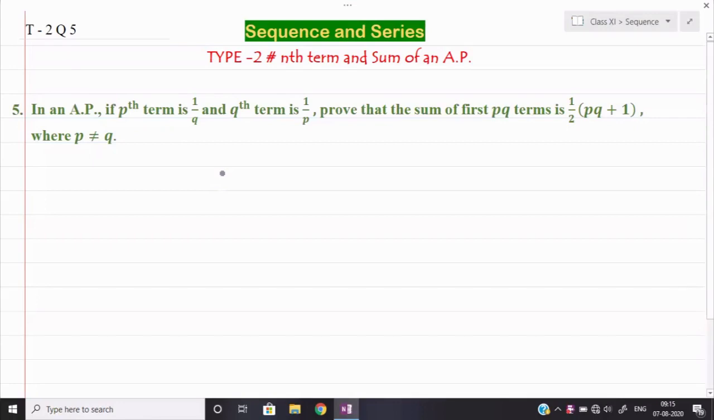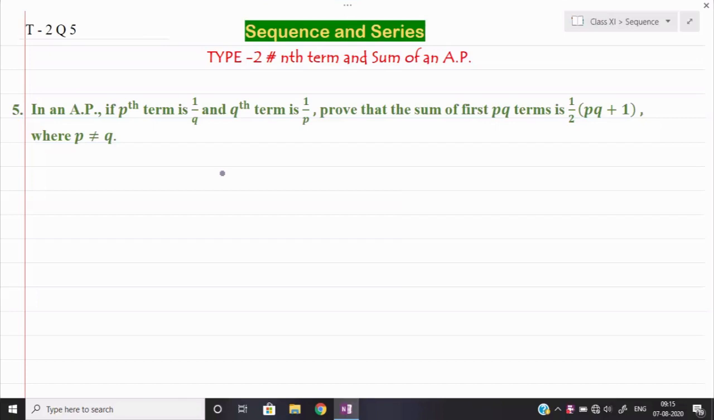Today we are going to start from question number 5. In the previous session we have finished till question number 4. We are solving the NCERT textbook exercise 9.2 questions. So we have finished till question number 4 last time, and today we are starting from question number 5.